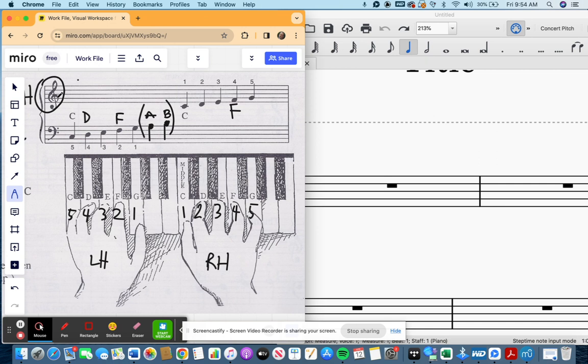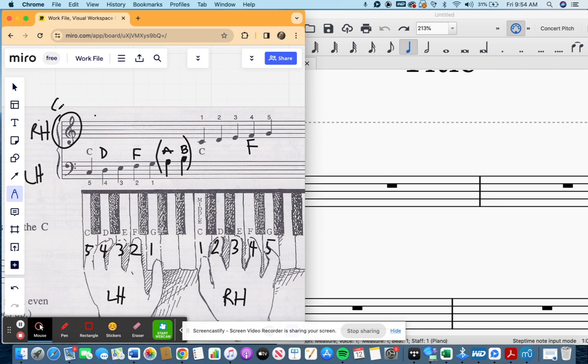So this treble clef is called G clef. It gives you one note for free. And this bass clef is called F clef. It gives you the one note, which is F, for free because the fourth line gives you the answer. And then on the G clef, the second line gives you the answer.